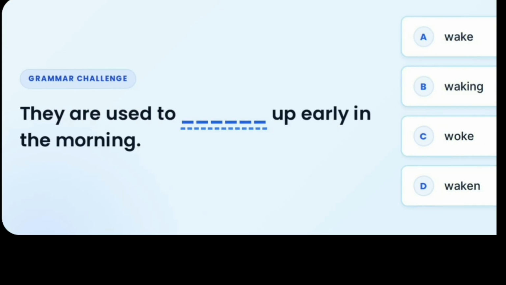Question number 52. They are used to dash up early in the morning. A. Wake. B. Working. C. Work. D. Working. Pause the video and challenge yourself. The correct answer for question number 52 is choice B, working is right. Let's see its reason. Be used to, meaning accustomed to, is always followed by a gerund, the ing form.